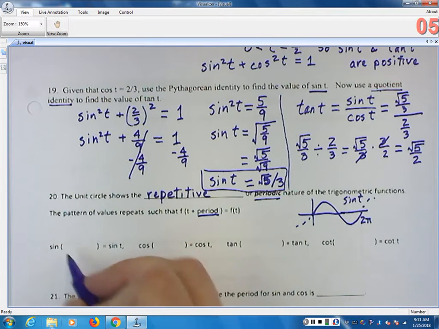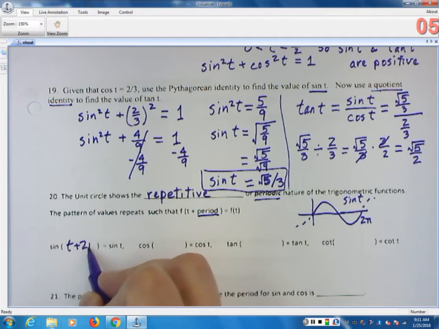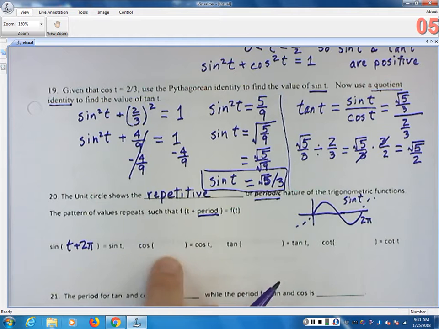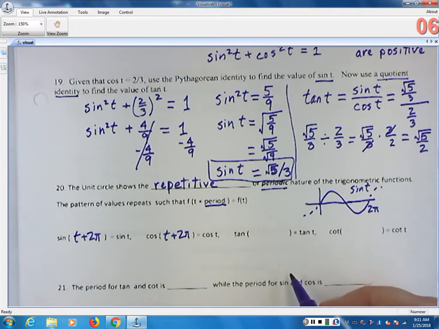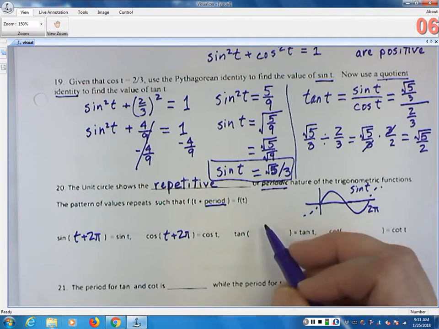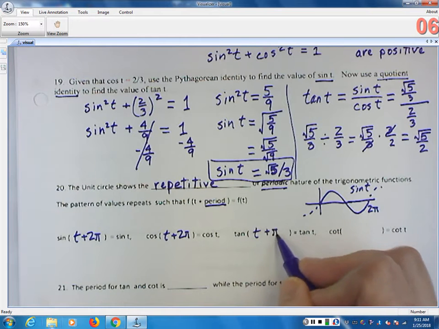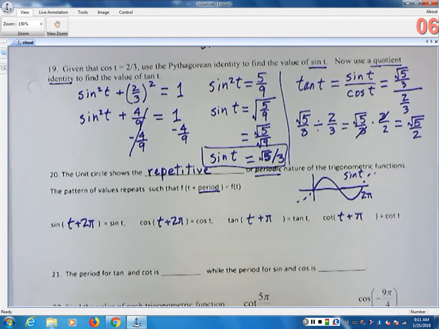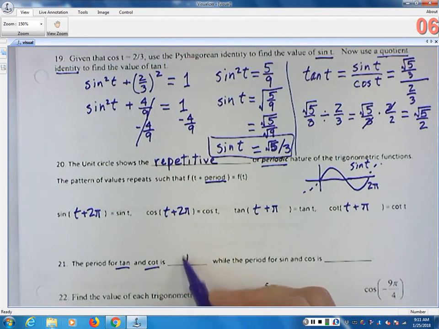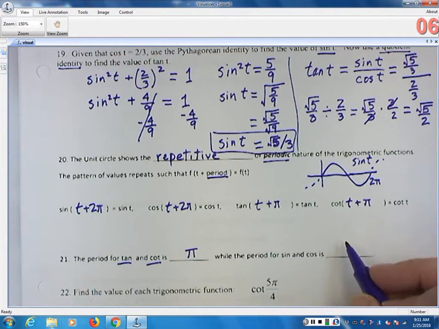So, sine of t plus 2 pi will just equal sine of t. And cosine of t plus 2 pi will be cosine of t. And tangent repeats itself every pi. So tangent of t plus pi will just be tangent of t. And cotangent is the same as tangent in terms of period, so it's t plus pi. So the period for tangent and cotangent is pi, while the period for sine and cosine is 2 pi.